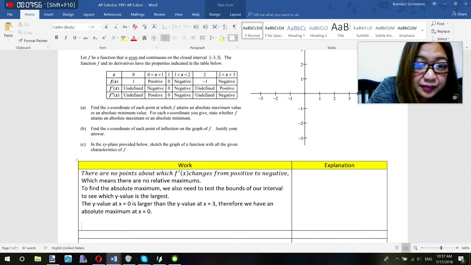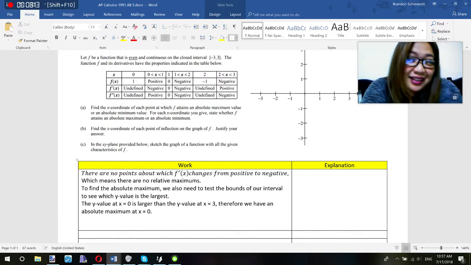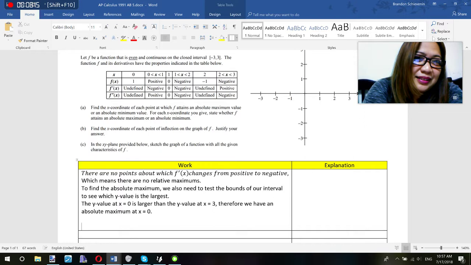Now, our graph is symmetric, which means whatever happens to the right side of the graph also happens to the left side of the graph. Do we need to worry about that for the absolute maximum or not? I don't think so. We said the absolute maximum is going to be at x equals 0. The symmetric point to x equals 0 about the y-axis is still x equals 0, so we ended up at the same point. So there's only one absolute maximum for this graph, if this graph is symmetric from negative 3 to 3.